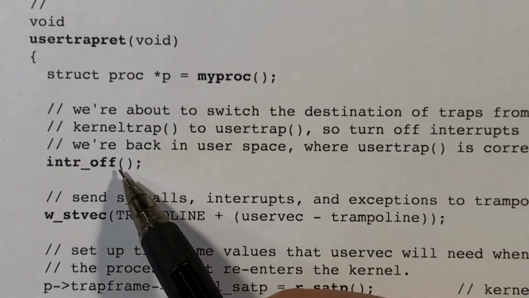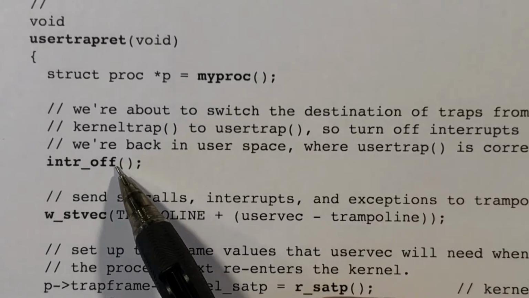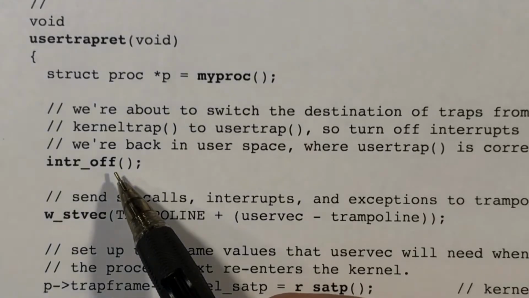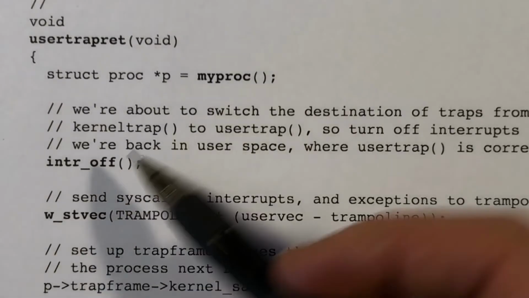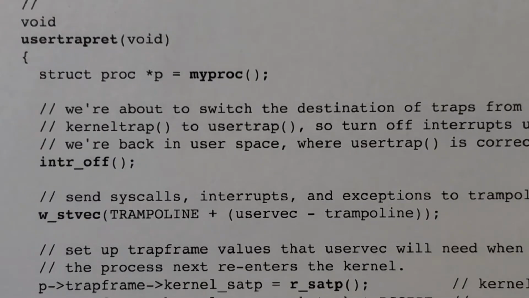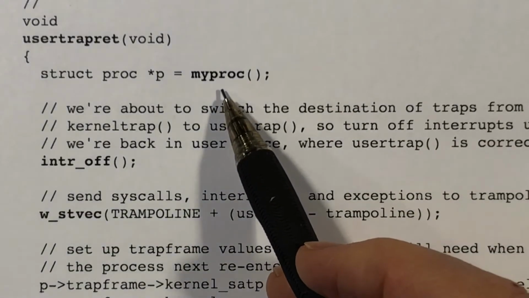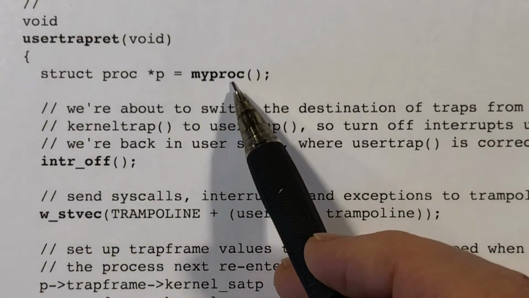Interrupts may have been turned on if we had a system call, for example, and so we need to turn interrupts off. We're going to be messing with some control and status registers, and we cannot allow the core to be interrupted while we are dealing with the control and status registers. We are grabbing a pointer to the proc structure as well up here.